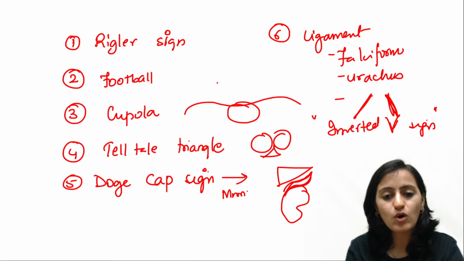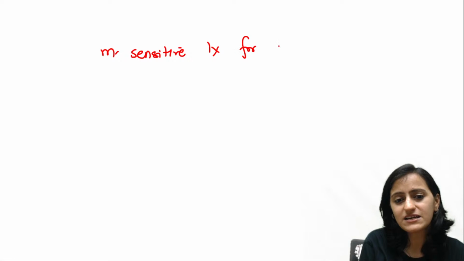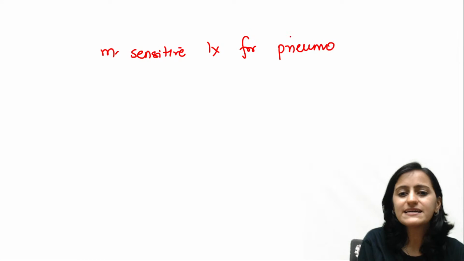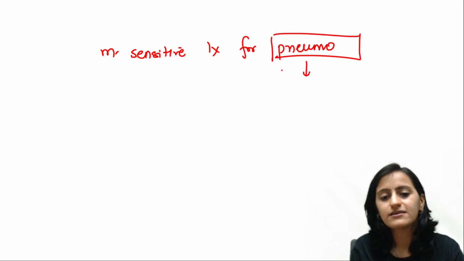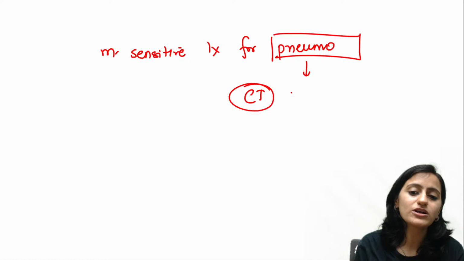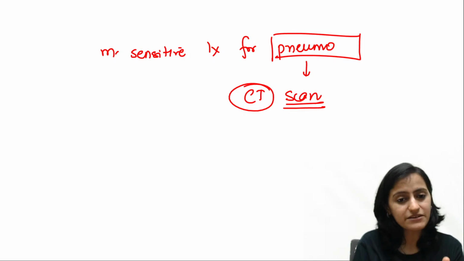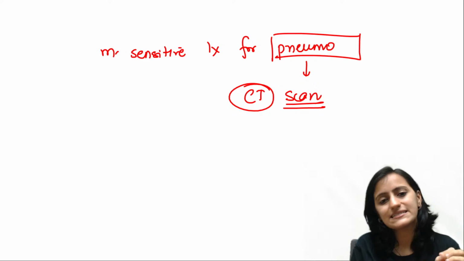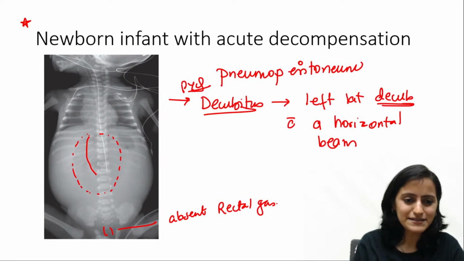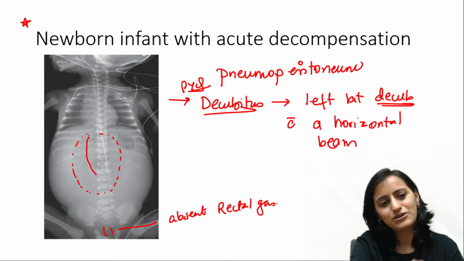And what is the most sensitive investigation for pneumoperitoneum? Please remember, anywhere when it's a pathology containing air, for air it is always your CT scan. Most sensitive, first will be X-ray, but most sensitive is your CT scan. Alright, so done with the second case, football sign, pediatric radiology.